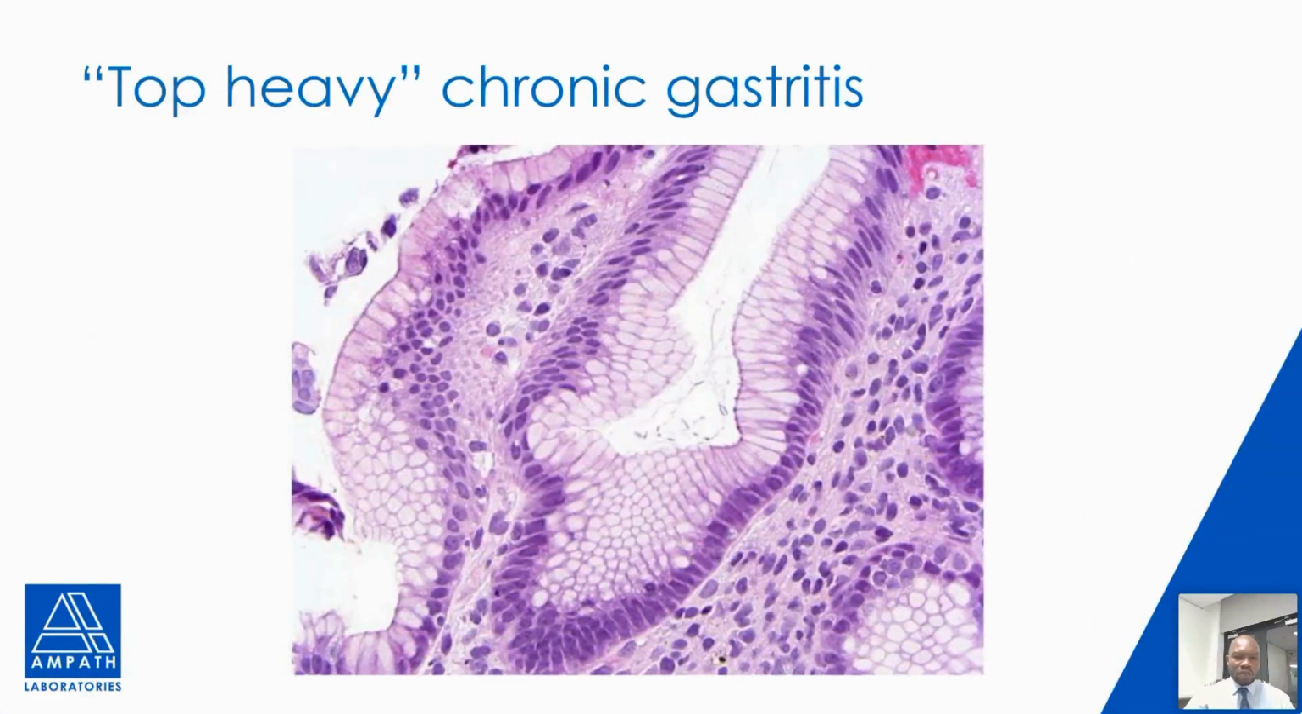So in the context of top-heavy chronic gastritis, one can see in this slide these bacilli, which are actually the Helicobacter pylori within the crypt. And then in this lamina propria here, you can see the mononuclear lymphocytes and plasma cells. So this will be part of the Helicobacter-associated gastritis.